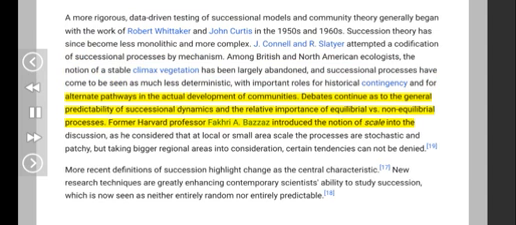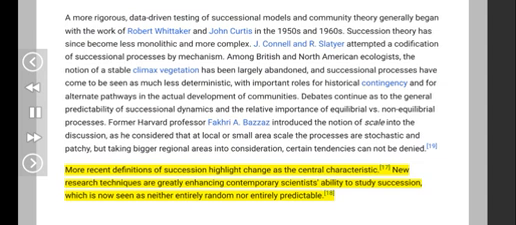Debates continue as to the general predictability of successional dynamics and the relative importance of equilibrial versus non-equilibrial processes. Former Harvard professor Fakhri A. Bazaz introduced the notion of scale into the discussion, as he considered that at local or small area scale the processes are stochastic and patchy, but taking bigger regional areas into consideration, certain tendencies cannot be denied. 19. More recent definitions of succession highlight change as a central characteristic. 17. New research techniques are greatly enhancing contemporary scientists' ability to study succession, which is now seen as neither entirely random nor entirely predictable. 18.